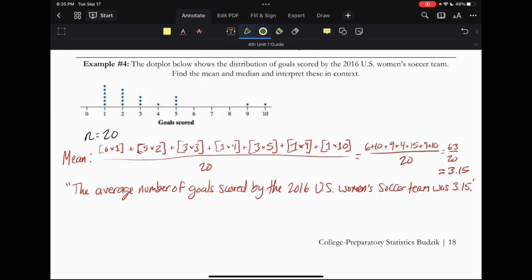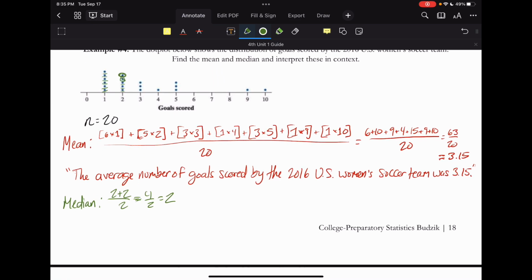Now to find the median. So since I have that even number, I do need to find the middle 2 values. So that's going to be the 10th and the 11th data point. So a dot plot lists everything in order. We just need to count in order to get to the 10th and the 11th. So if I start counting these in order, 1, 2, 3, 4, 5, 6, 7, 8, 9, 10, and 11. So I get that those are both 2. So 2 plus 2 divided by 2. Again, 4 over 2 is 2. So I have a median value of 2.